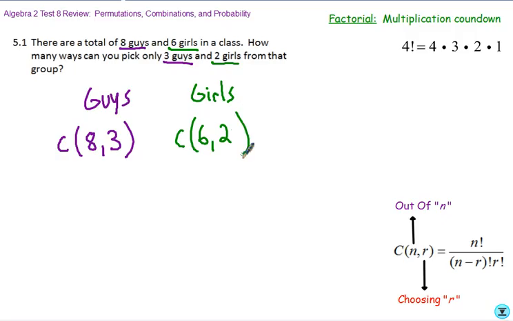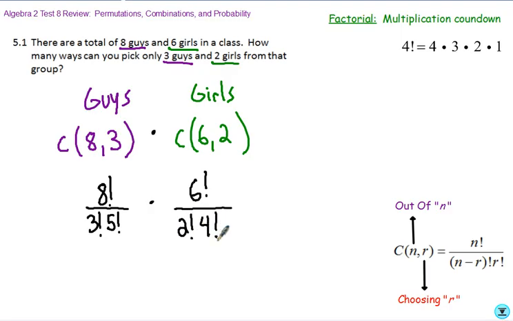And what ends up happening is that we need to then figure out the factorial for each one of these. So remember that it's the total. So there's 8 guys. What you pick, so we're picking 3, and then what you don't pick. For the girls, there's a total of 6 girls. What you pick, we're picking 2 of them, and then what you don't pick, we're not picking 4 of them, I should say. So again, as with the last one, if we wanted to just put it into the calculator, we could do that, or we could do it by hand. So we'll show you doing it by hand, and then we'll look at it in the calculator.